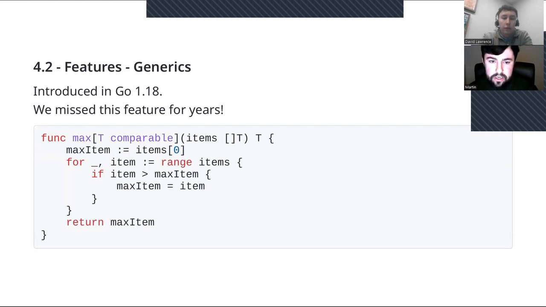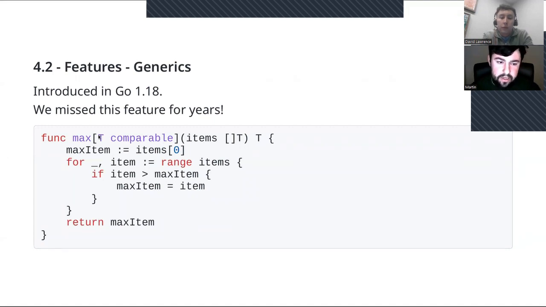Now generics in Go, they were introduced, as I mentioned earlier, in Go 1.18, and we were missing this feature for years and years and years, but they finally arrived. And what they allow us to do is define generic functions, generic methods, and generic structs.